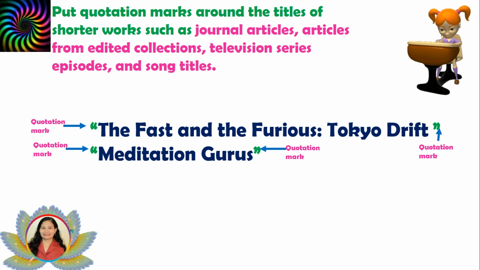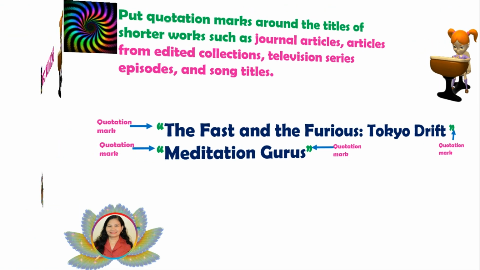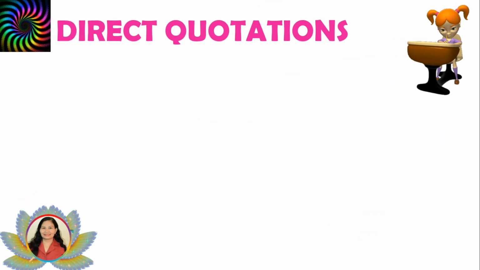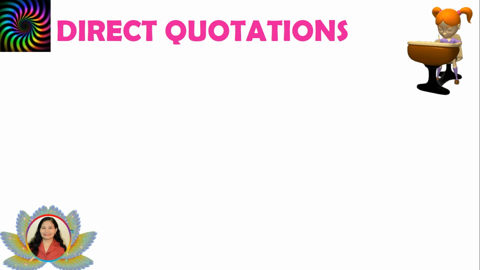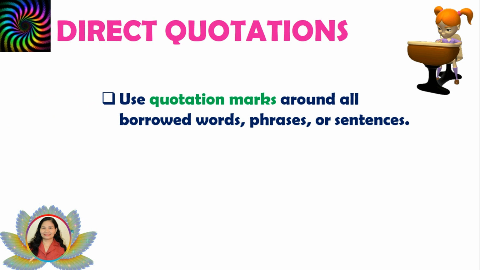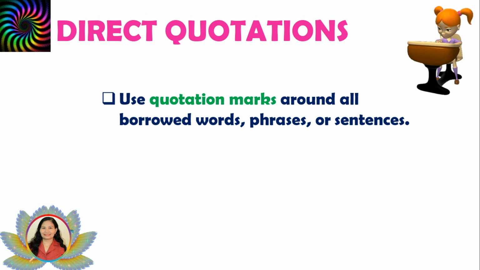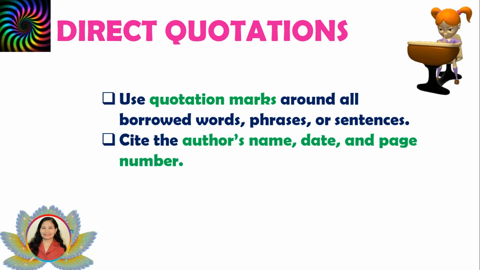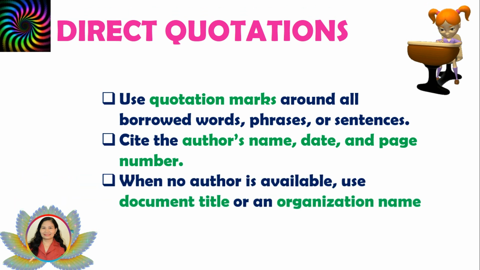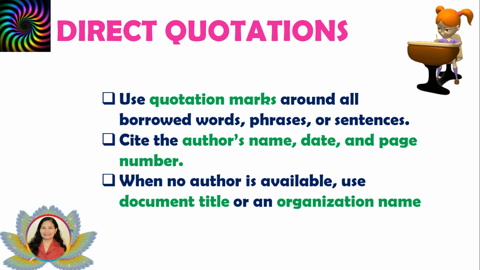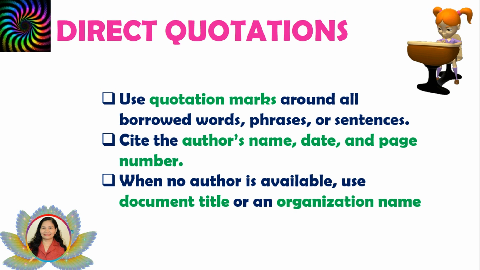Let's have now the direct quotes. Direct quotes use the language of the original author word for word. Use quotation marks around all borrowed words, phrases, or sentences. Cite the author's name, date, and page number. When no author is available, use the document title if the piece is written by an individual, or an organization name if the piece is presented by an organization.